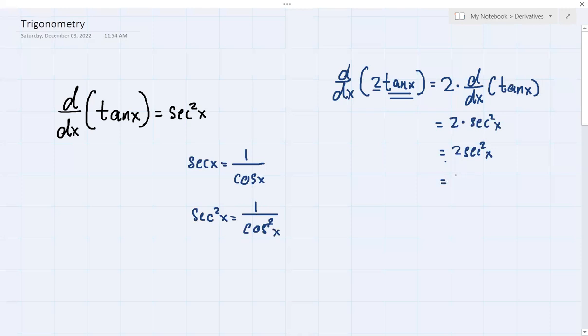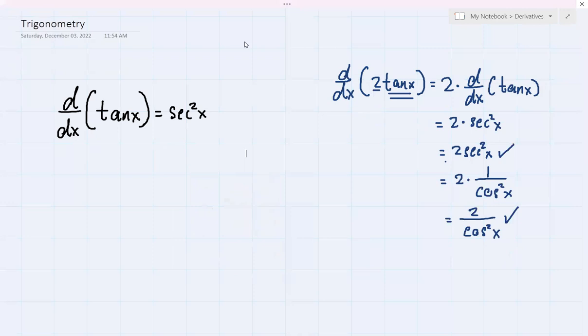Therefore, we can have this one. 2 times 1 all over cosine squared x. So, ito magiging 2 all over cosine squared x. So, pwede rin to. Okay, it's still correct. Alright, wala namang mali rito. It's still correct.